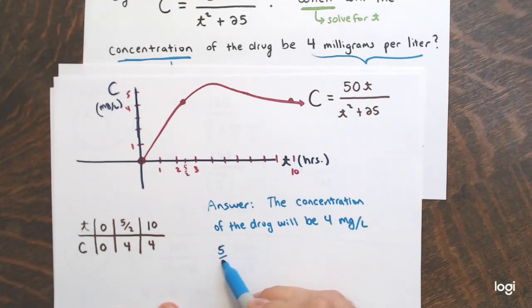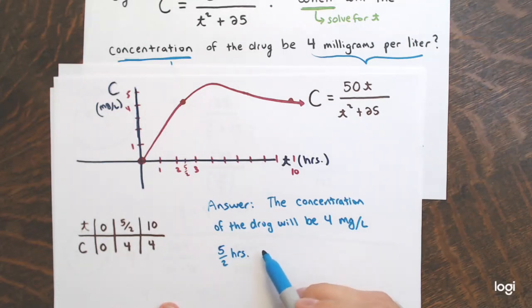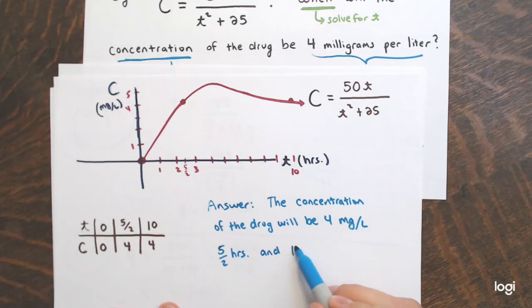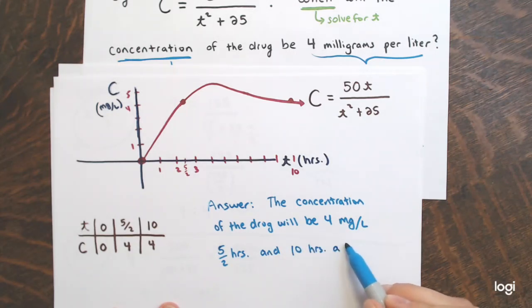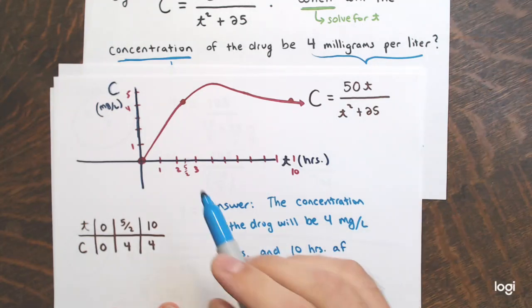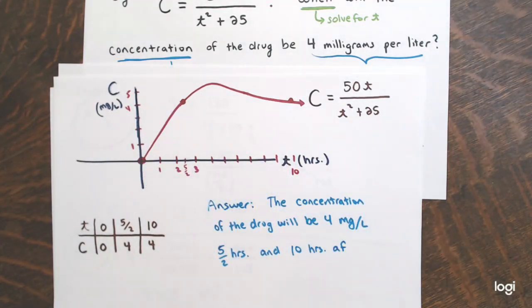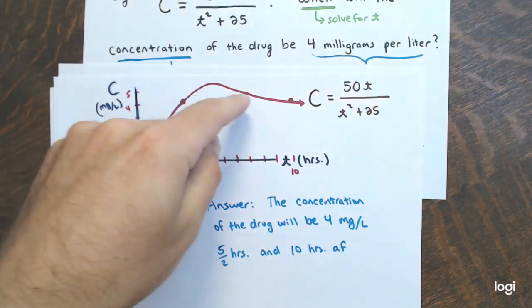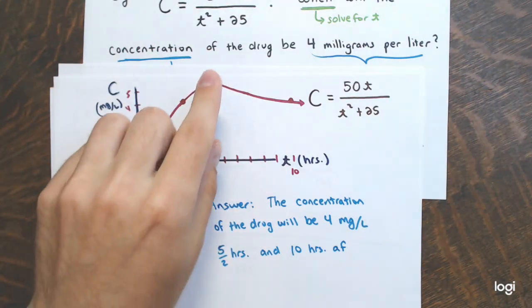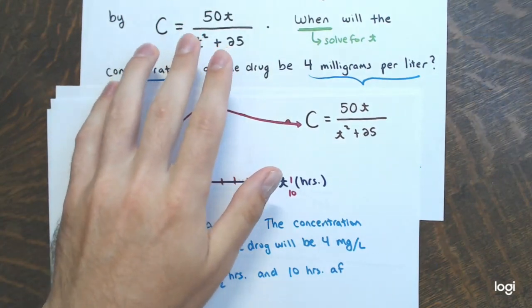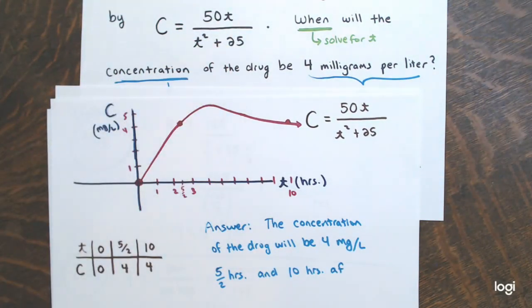5 halves hours, right? We have t equals 5 halves, or 2.5 hours, and 10 hours after the injection, because both of those worked in my equation. And again, I don't have enough of an understanding of the science to dispute this graph, right? Again, I pulled this problem from a book. This equation is just thrown at me, so I have no reason to dispute this. So based on the information I'm given, here's how I'm going to answer this question.